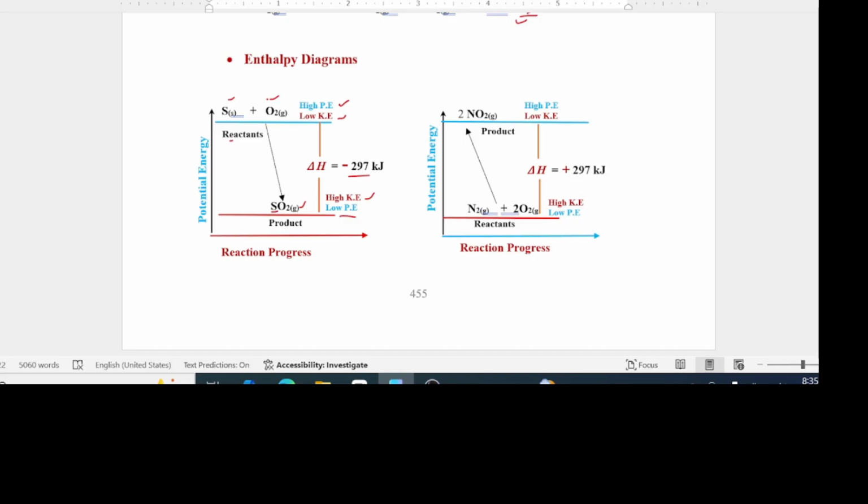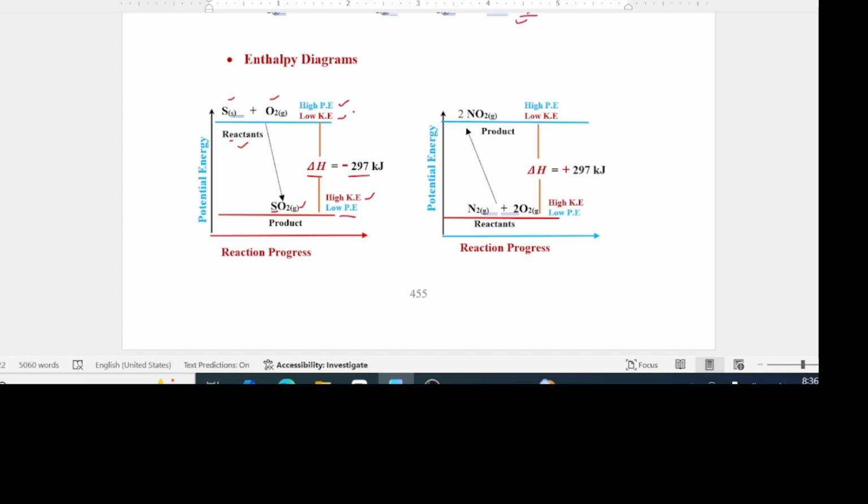So again, sulfur is being burnt in oxygen to give you sulfur dioxide. Because the reaction is exothermic, the change in enthalpy is given as a negative value. One thing to note is that for exothermic reactions, as exemplified by the burning of sulfur, the reactants are said to have high potential energy but low kinetic energy.